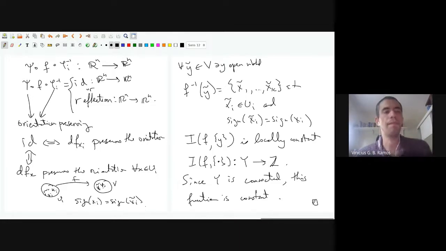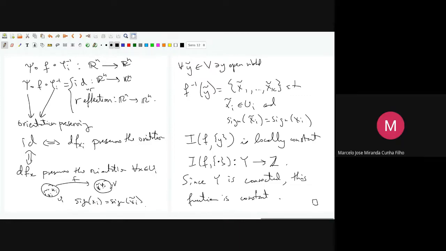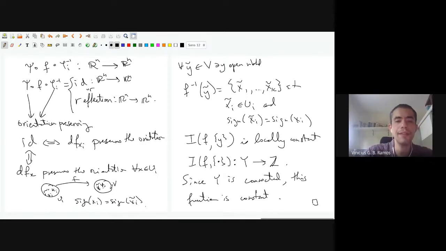When you take the preimage of y-tilde, is it only K points, or could there be two more with opposite signs? No, there is exactly K, because you're assuming that y is a regular value. Since y is a regular value, each point of the preimage of y is a regular point, so f is a local diffeomorphism near that point.